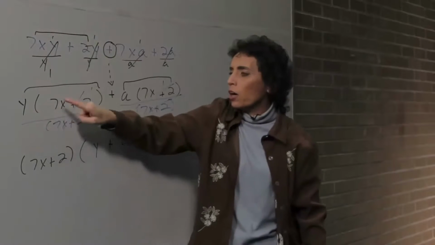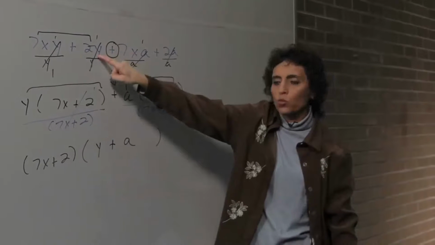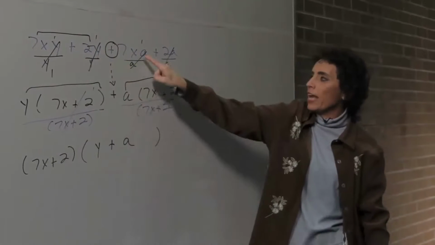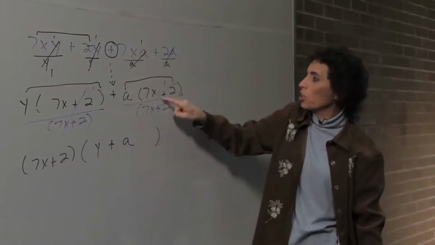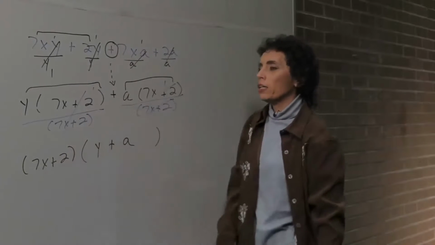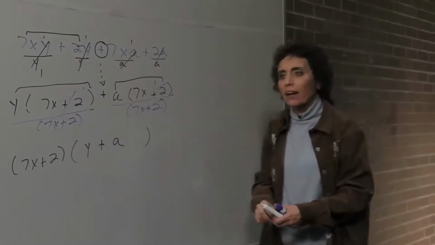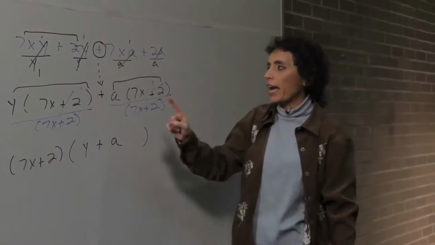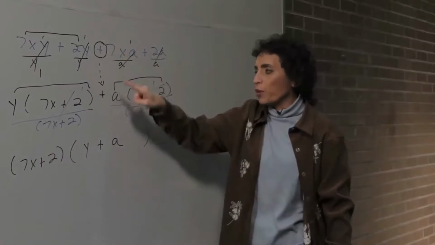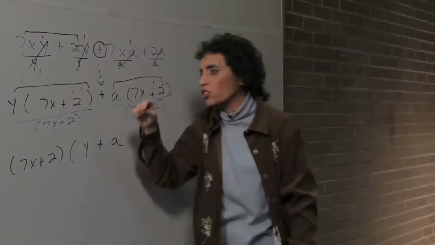So y times 7x is 7xy. Y times positive 2 is positive 2y. Plus 7ax, or xa, plus 2a. And then, of course, if you multiply this times this, you're going to get back to the beginning. So you should always be able to get back to where you started every single time. Now, be very careful. If this was a negative, you'd bring down a negative here, and you'd be dividing by a negative a. Be very, very, very sign conscious.